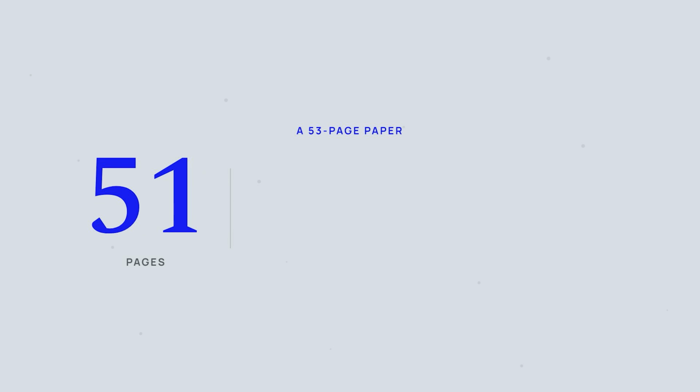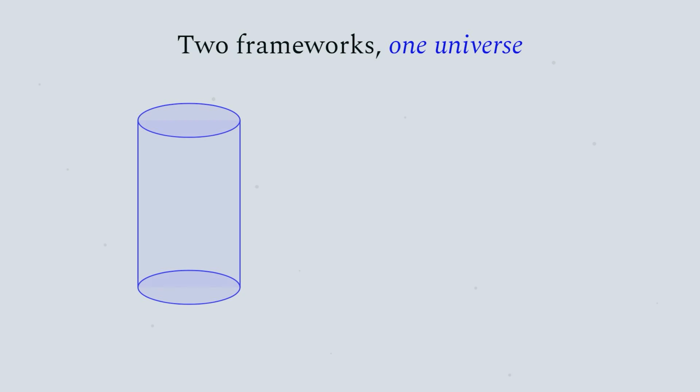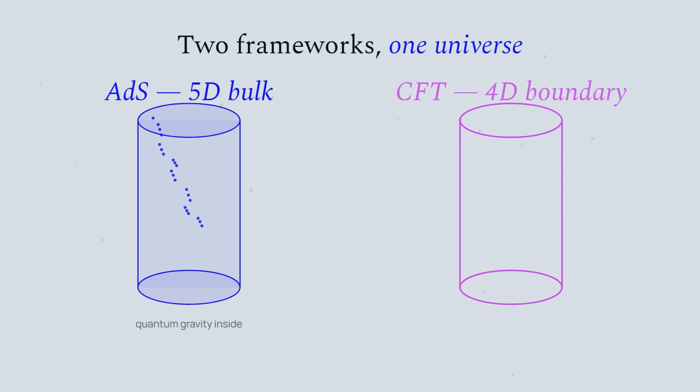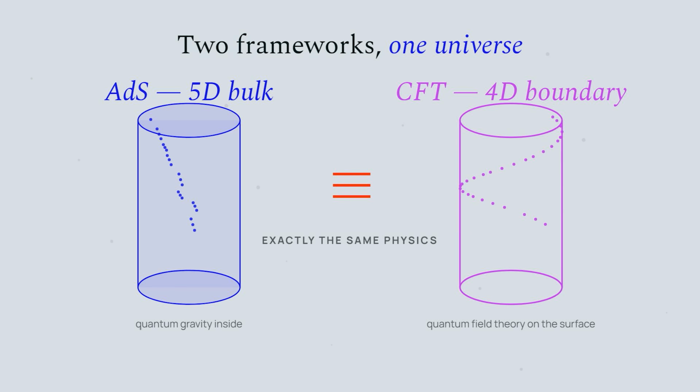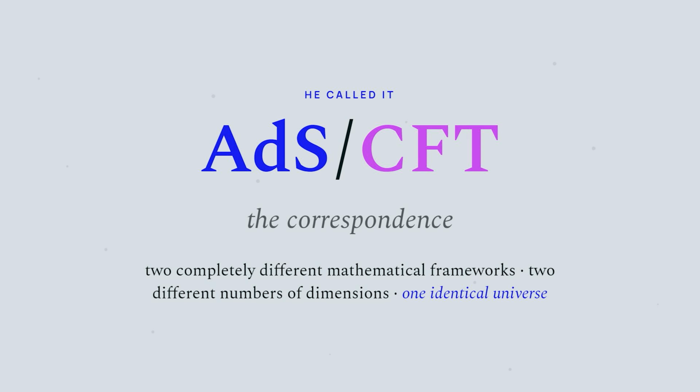He did not just theorize the holographic principle, he proved a specific, exact version of it. Take a 5-dimensional space called anti-de Sitter space. Put quantum gravity inside it. Now look at the 4-dimensional boundary. Maldacena showed that a quantum field theory living on that boundary describes the same physics, exactly the same physics, as the gravity inside. Two completely different mathematical frameworks, two different numbers of dimensions. One identical universe. He called it the AdS/CFT correspondence.